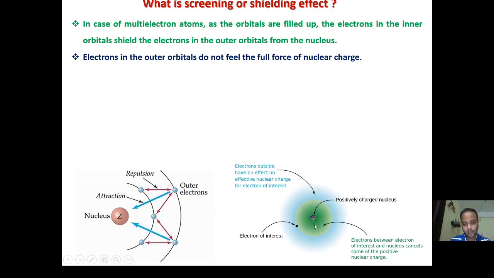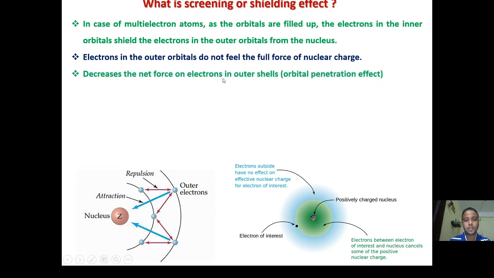Here also, the same thing is shown. This is the nucleus, these are the inner electrons and these are the outer electrons. You see, the electrons outside have no effect on the effective nuclear charge for the electron of interest. If this is the electron of interest, the electrons outside will not have any role to play. However, electrons between the electron of interest and the nucleus cancel some of the positive nuclear charge, and consequently the attractive force between the nucleus and the electron will decrease to some extent. This decreases the net force on the electrons in the outer shell. This is also known as orbital penetration effect.